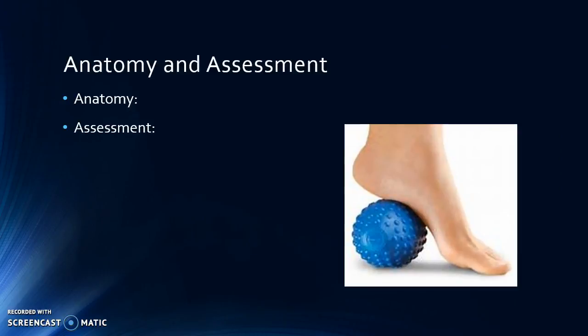Anatomy and assessment. Plantar fasciitis is a pain caused by degenerative irritation at the insertion of the plantar fascia on the medial process of the calcaneal tuberosity.